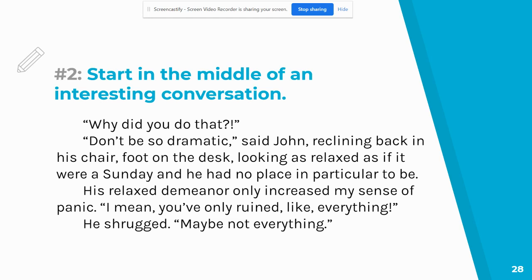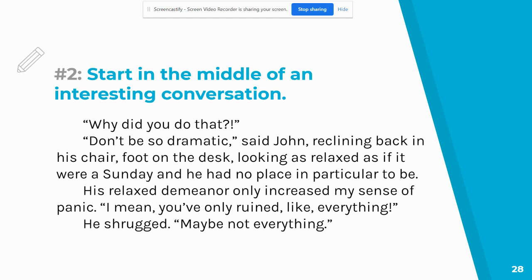Okay, here's an example that I wrote. "Why did you do that?" "Don't be so dramatic," said John, reclining back in his chair, foot on the desk, looking as relaxed as if it were Sunday and he had no place in particular to be. His relaxed demeanor only increased my sense of panic. "I mean, you've only ruined, like, everything." He shrugged. "Maybe not everything."